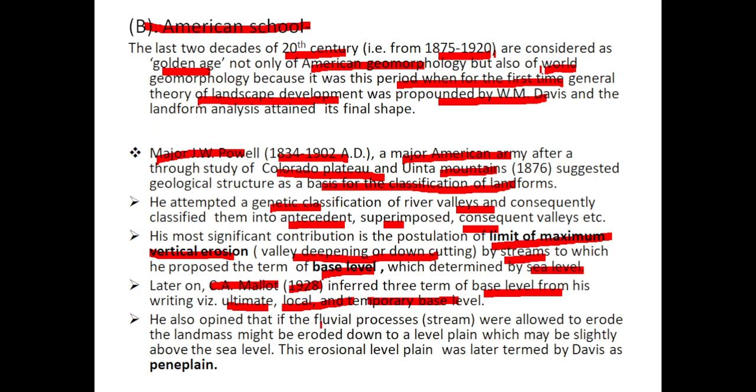He also found that if fluvial processes were allowed to erode, the landmass might be eroded down to a level plain slightly above sea level. This erosional plain was later termed the peneplain by W.M. Davis.